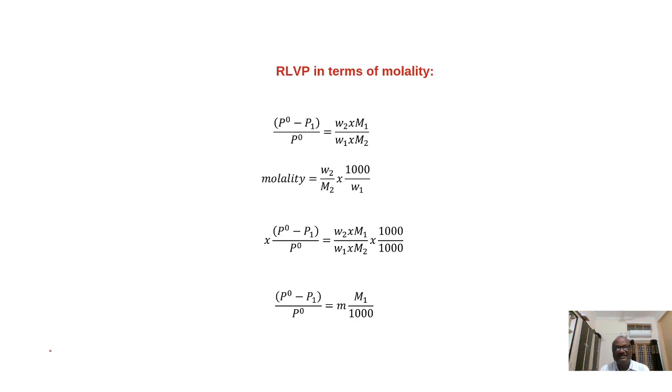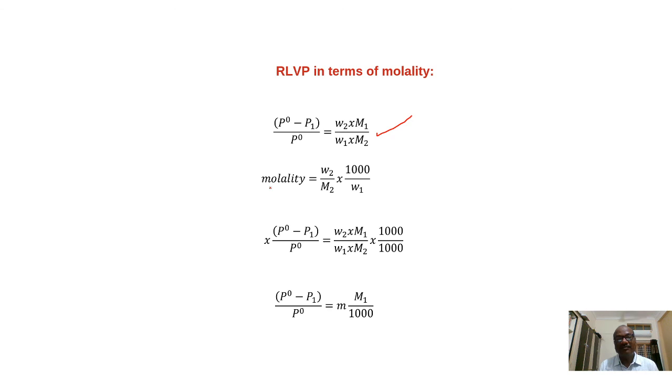Next, we can express this RLVP in terms of molality also. What is the meaning of molality? Do you know? It is the number of moles of solute dissolved in 1 kilogram of solvent, that is 1000 grams of solvent. That is called molality. So this is the equation given by Raoult's law: (P0 minus P1) by P0 is equal to W2 into M1 divided by W1 into M2. Just now we have discussed.